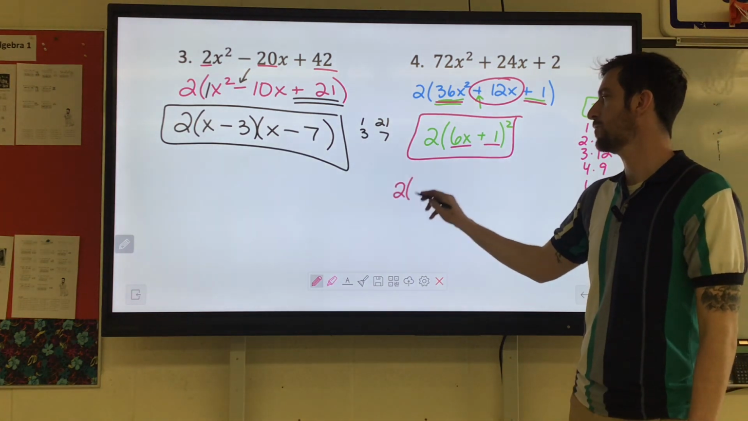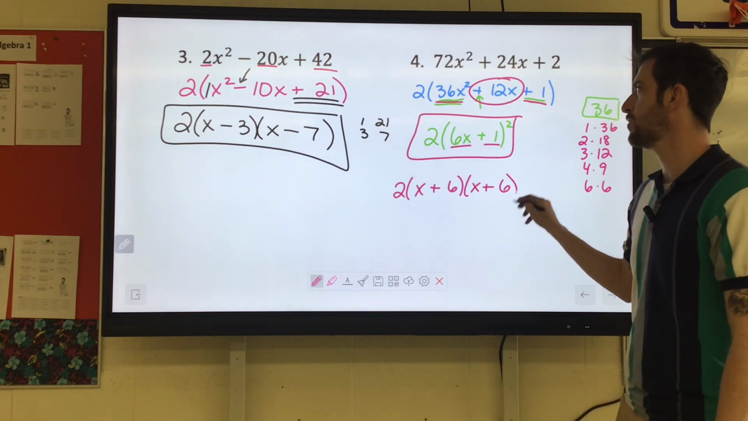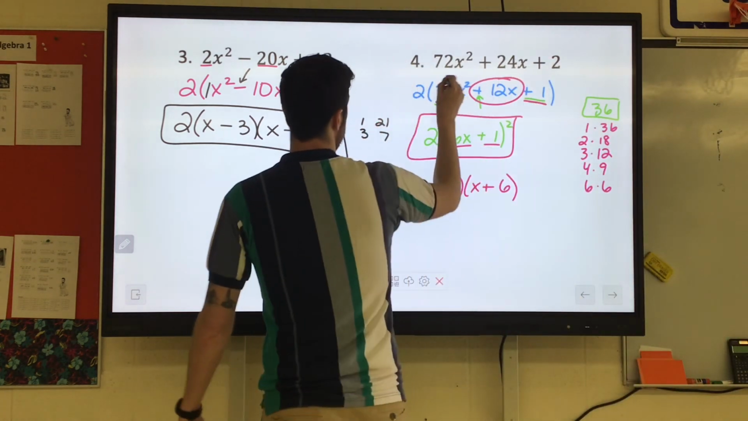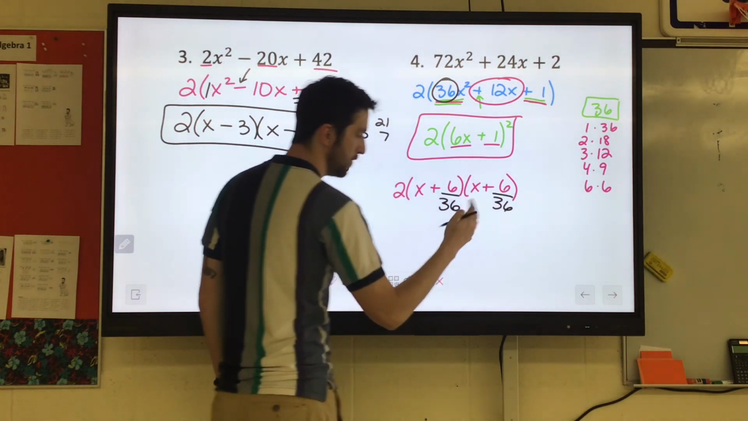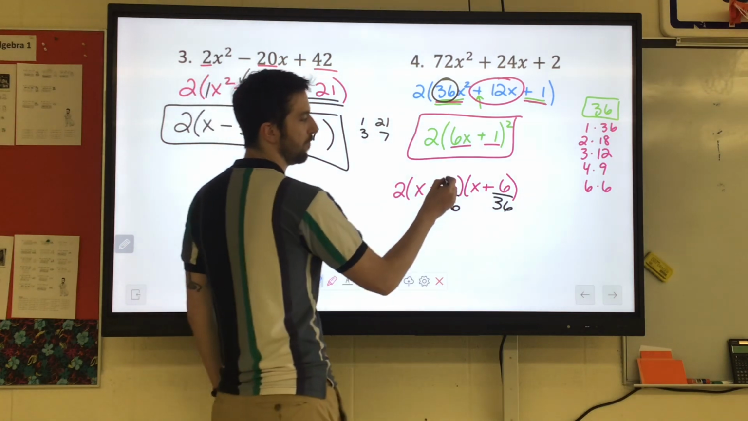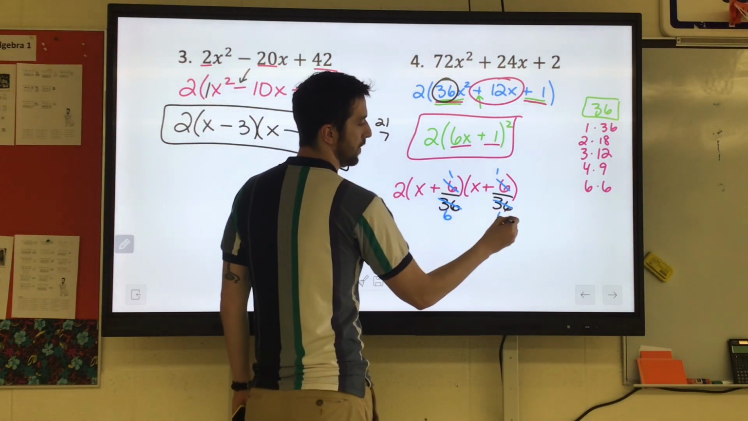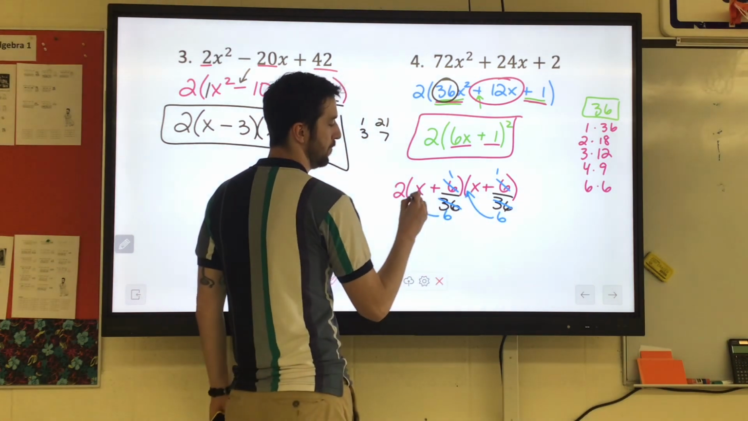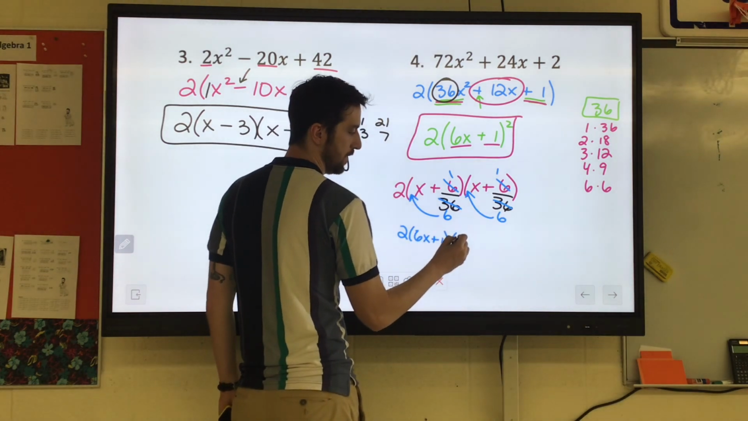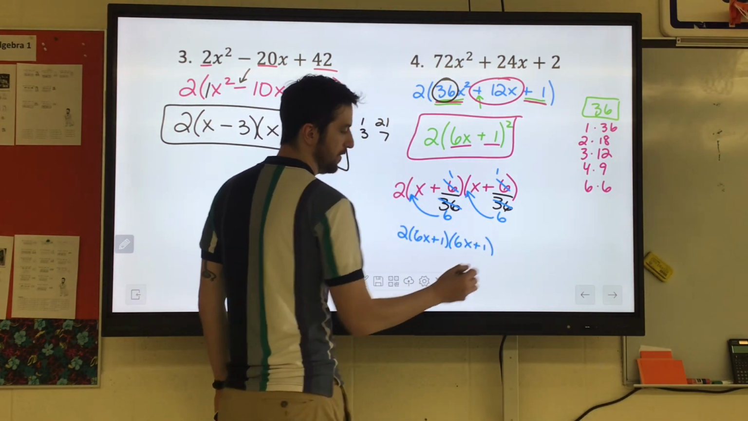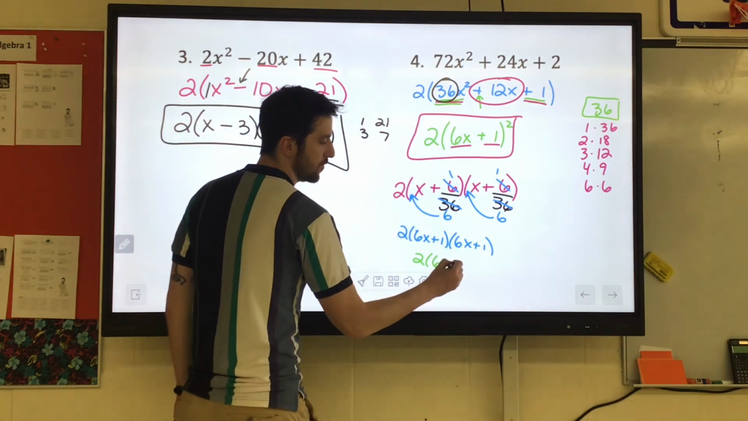So it would look like this: 2x plus 6, x plus 6. But we'd have to try to divide them by the number in front, the 36. Neither of those can be divided by 36, but both fractions would simplify to 1 over 6. And the 6's would come to the front. So you'd have 2 times 6x plus 1 times 6x plus 1. And since they are the same thing, you would make that 6x plus 1 squared.